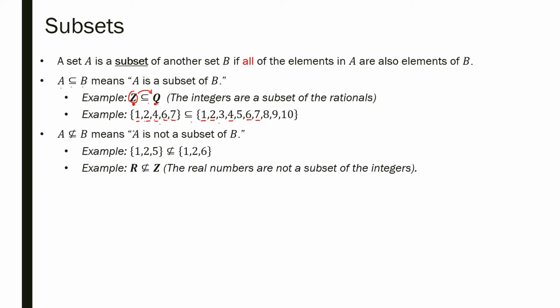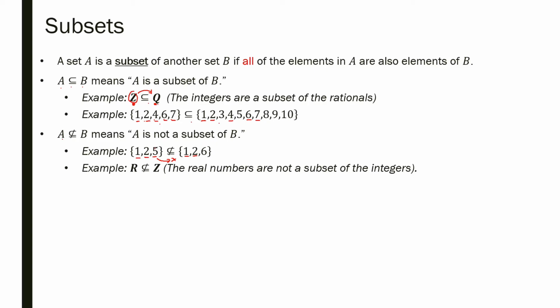Very similarly to the set notation, if you have a cross through it, it means it's not a subset. So A with this symbol B means A is not a subset of B. For example, the set containing 1, 2, 5 is not a subset of the set containing 1, 2, 6. Why is that? Well, 1 is in here and it's also in here. 2 is in here and it's also in here. But 5 is not in here. So even though it contains some of them, it doesn't contain all of them, right?